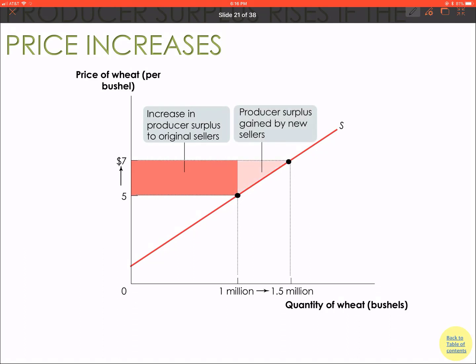Part of that accrues to the original sellers, who collect more dollars of producer surplus each, and also new suppliers will jump into the scene. So new textbook owners will decide to sell their textbooks because now it's worth it, whereas it was not before. Or in this case, it's wheat, new wheat producers.